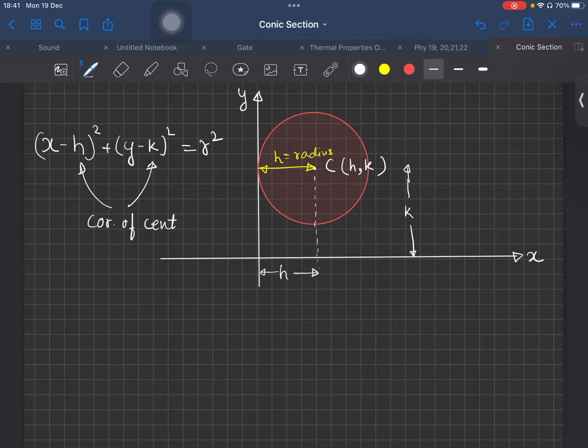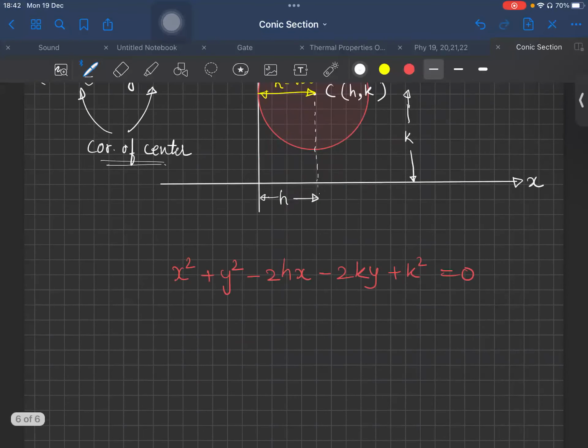Okay, find out the equation. So it will be, tell me, someone tell me. X square minus 2xh plus y square minus 2yk plus k square. That means x square plus y square minus 2hx minus 2ky plus k square is equal to 0. Yes, sir. So write down the equation of the circle when the circle is touching the y-axis.